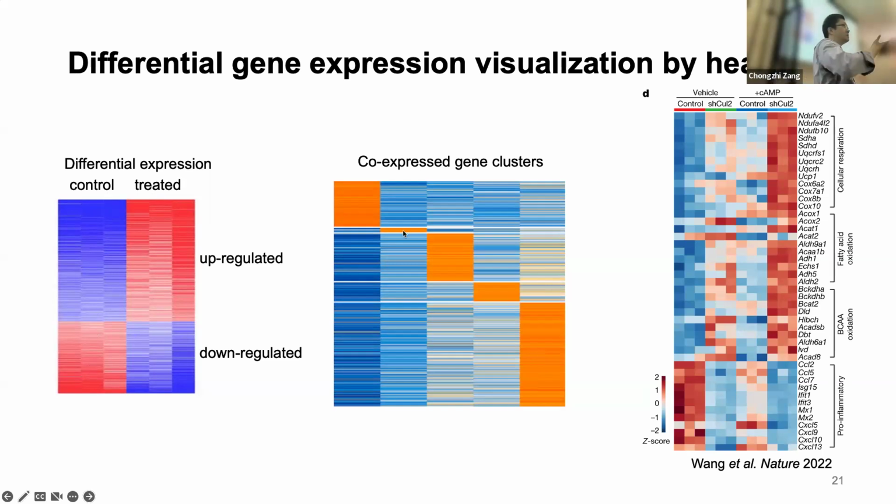Or once we have multiple samples, we want to do a cluster to show the co-expressed pattern of gene sets. We can show it this way, or you can look at the more detailed gene expression level to label all of this information.